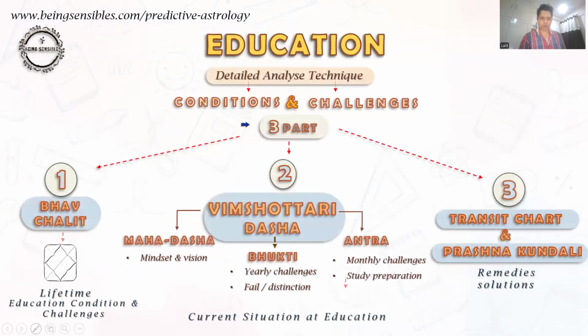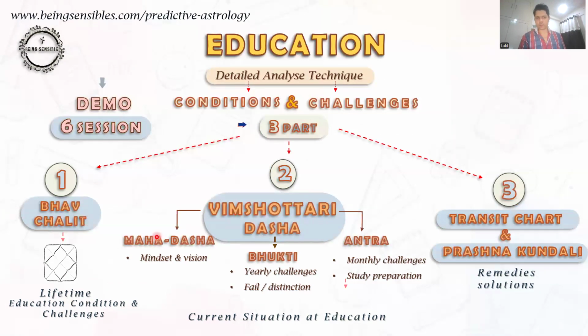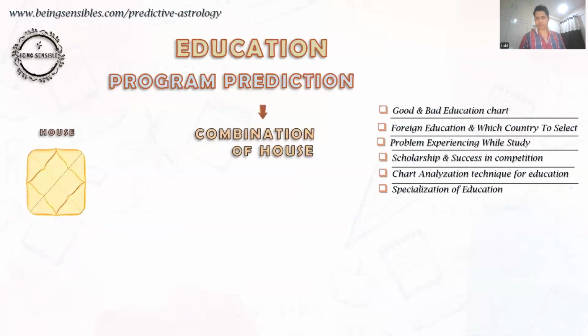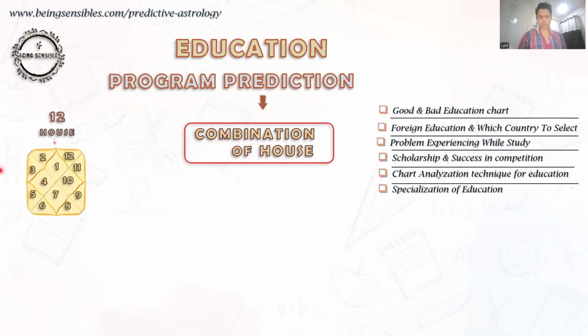Since this is a demo video, I'm going to take a few examples for each part. Before telling how this works, I'll tell you how this concept gives an answer through the combination of houses. We know that there are 12 houses.